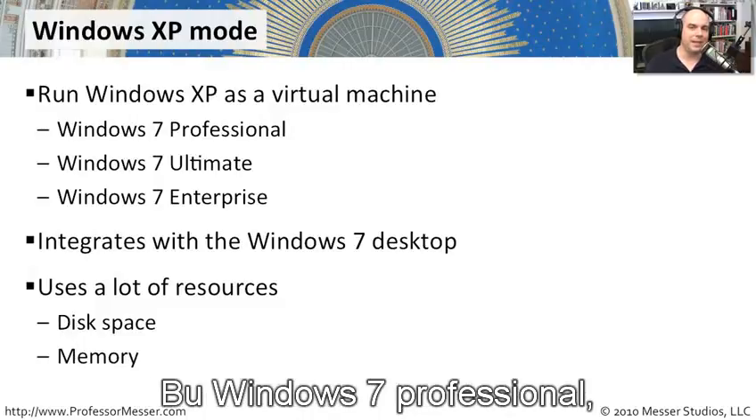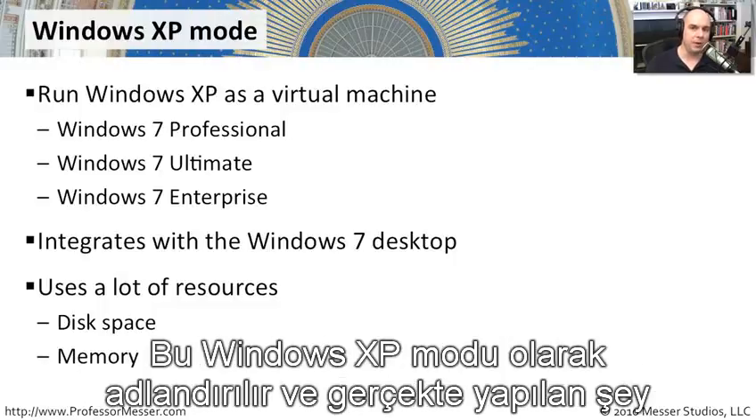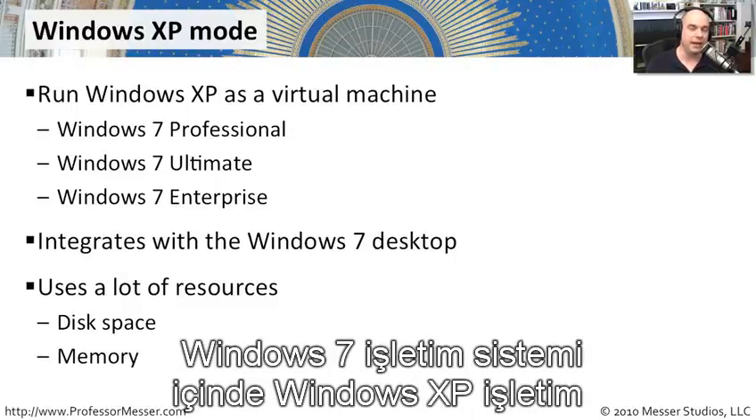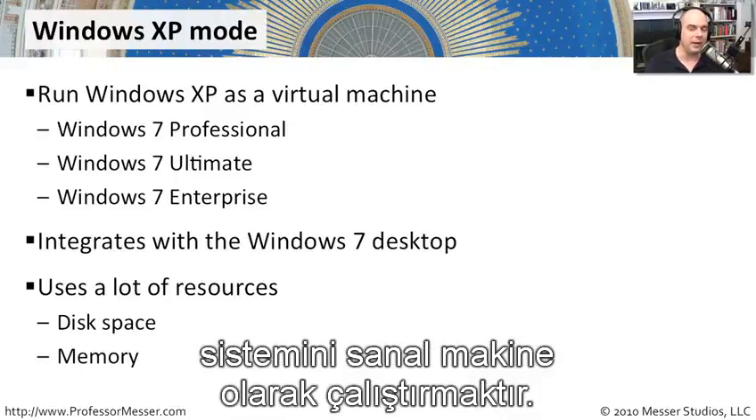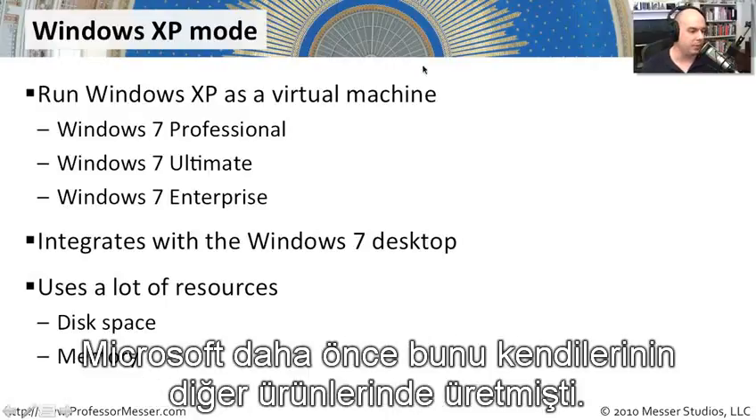This is a capability that is included with Windows 7 Professional, Windows 7 Ultimate, and Windows 7 Enterprise. This is called Windows XP Mode, and what it really does is run, as a virtual machine, an entire Windows XP operating system within your Windows 7 operating system. This builds on the virtual machine capabilities that Microsoft has already created in their other products.